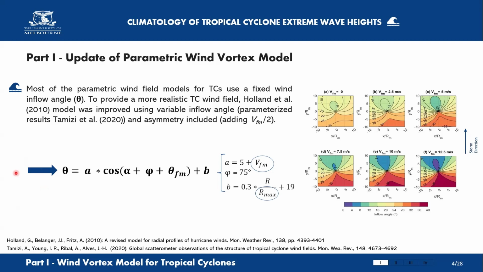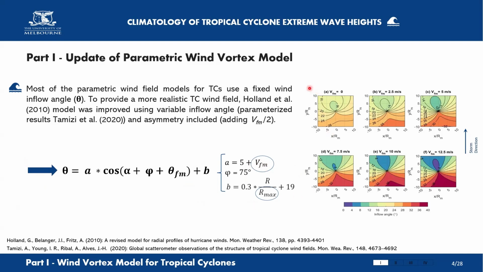Our parameterized wind and flow angle has this cosine form. We can see that the amplitude is a function of the velocity of movement of the storm, and we have an offset function of the radius of maximum winds, the Rmax.